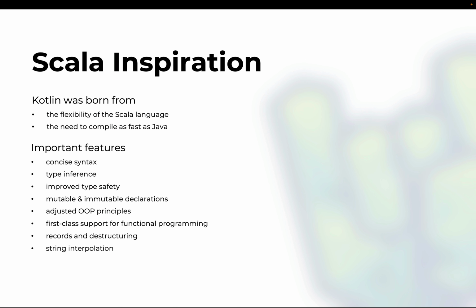So this informed some important features in the Kotlin language, which is the concise syntax that is heavily inspired by Scala, type inference of the compiler, the type safety of the Kotlin type system, which is better than Java's, and this was inspired by Scala as well, the difference between mutable and immutable collections in the standard library, some OOP principles that are slightly loosened so that you can enable some greater productivity without the need to follow some strict Gang of 4 patterns, first-class support for functional programming, which at the time only Java 8 could do with very minimal lambdas and minimal expression-oriented programming, records and destructuring, which Scala has pioneered for more than a decade, and string interpolation, which is a little bit more minor, but it's still very, very useful and enables great productivity.